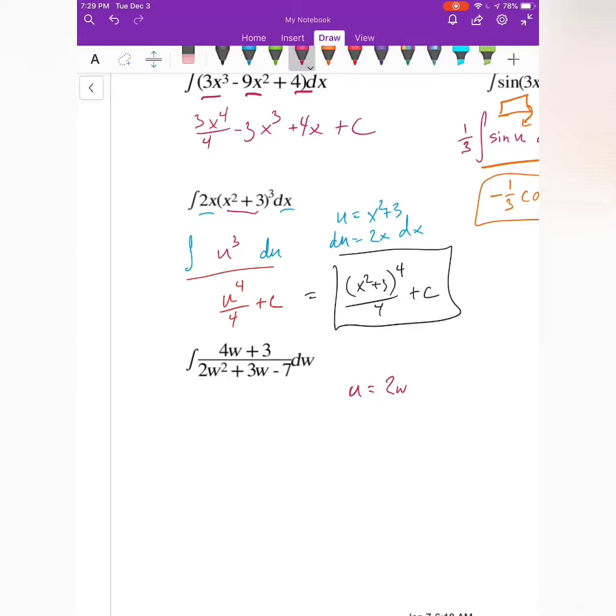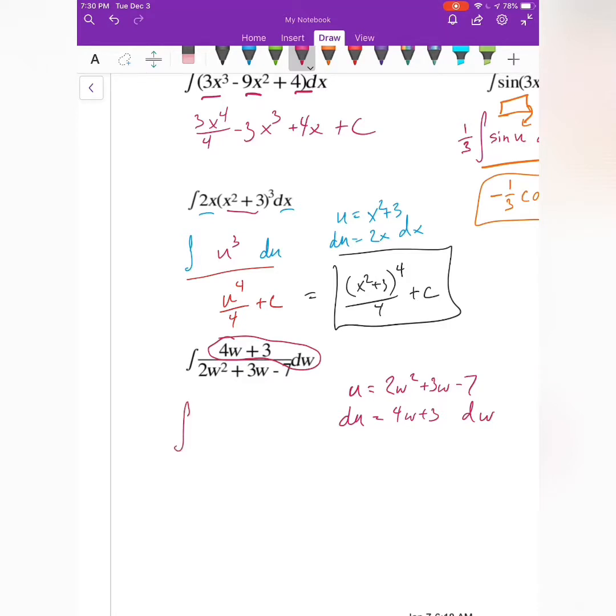So I'm going to let 2w squared plus 3w minus 7 all be u. And the derivative of that would be 4w plus 3 dw. And that works out perfectly. 4w plus 3 dw is exactly what I want.